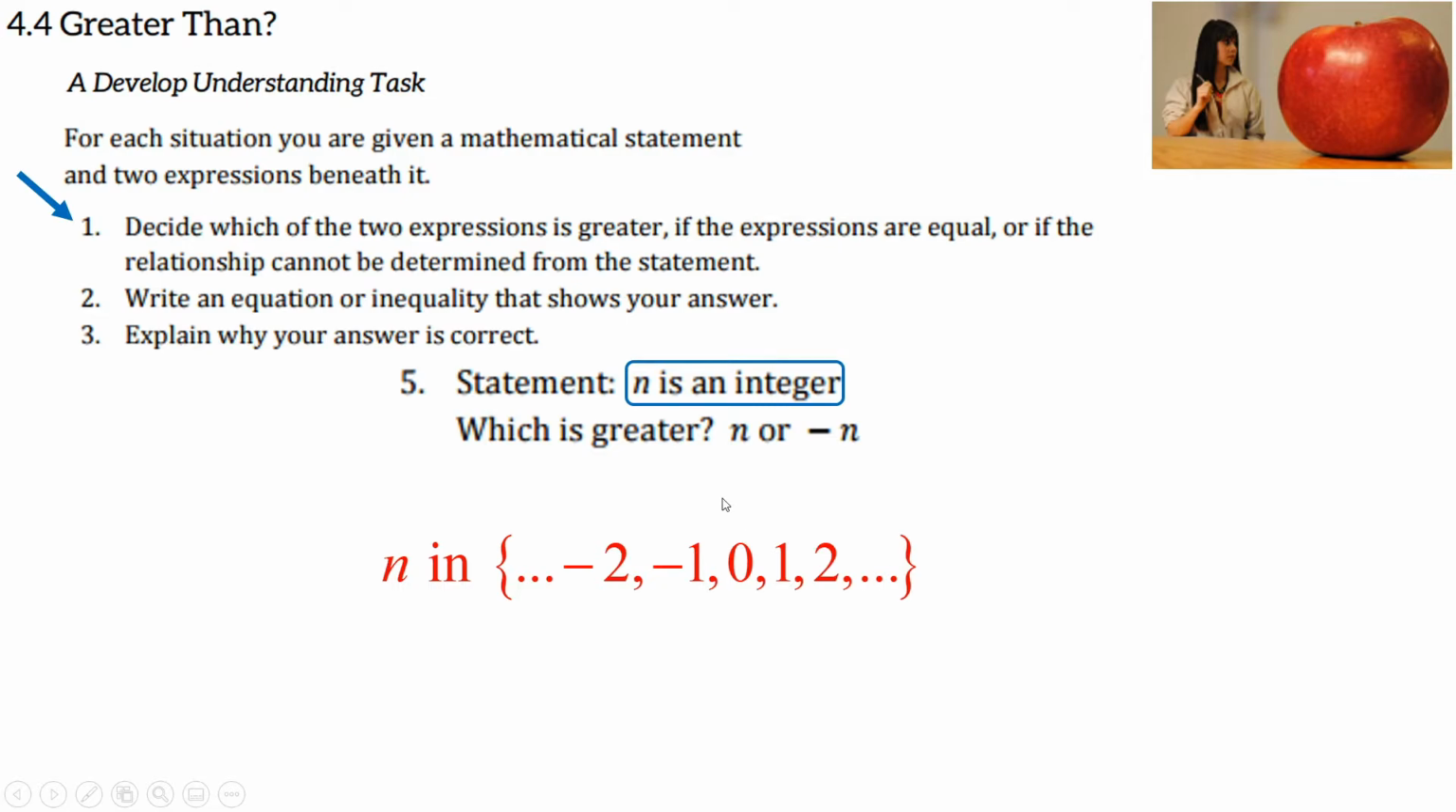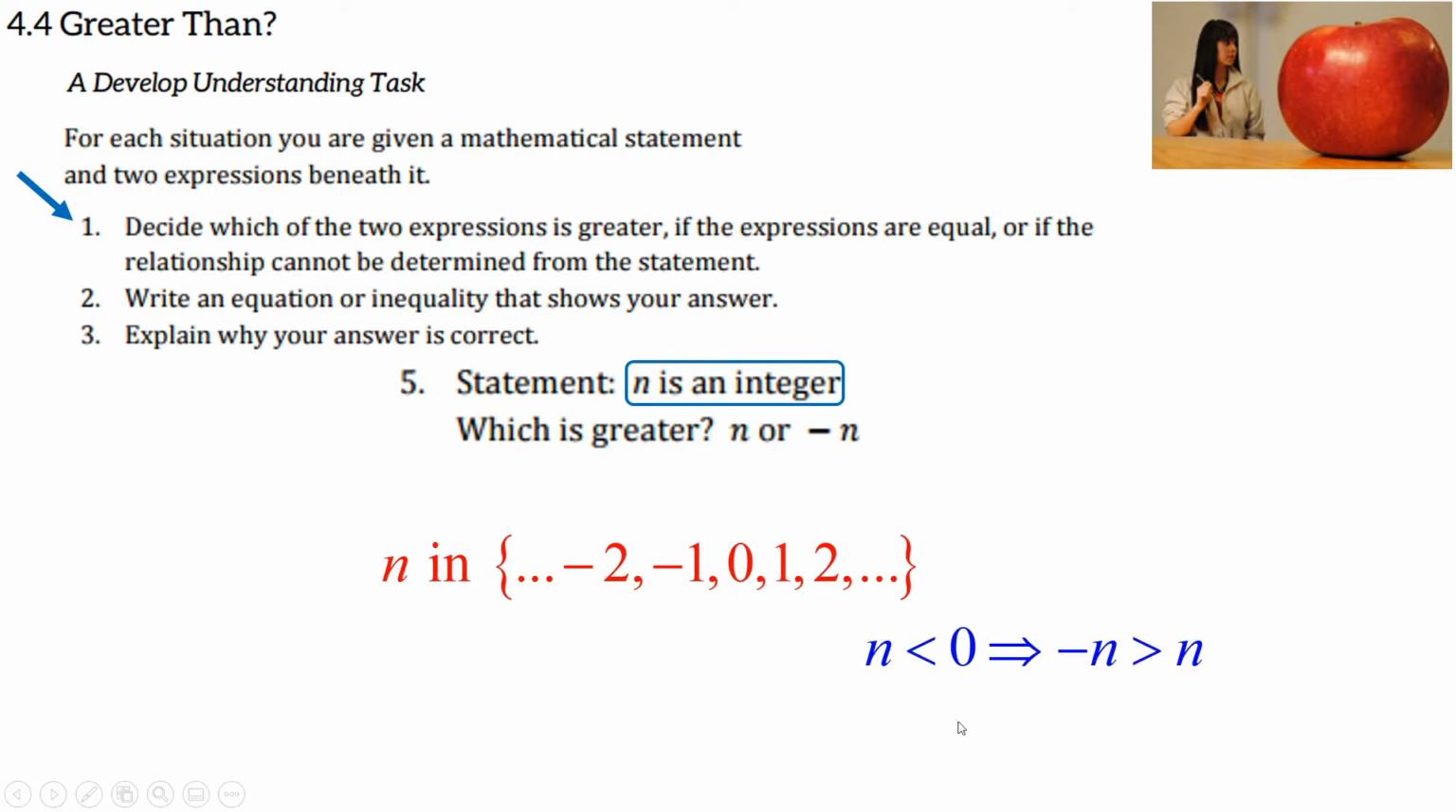So the question is, which is greater, n or the opposite of n? Oh, boy, we're going to have to do a little more processing here. So let's think about, well, what if n is less than 0? That means it's -1, -2, or -3. So if n is, let's just pick a number less than 0, like -1. Would the opposite of -1, how would that compare to -1? Well, the opposite of -1 is 1. And 1 is greater than -1. So the opposite of n would have to be greater than n.